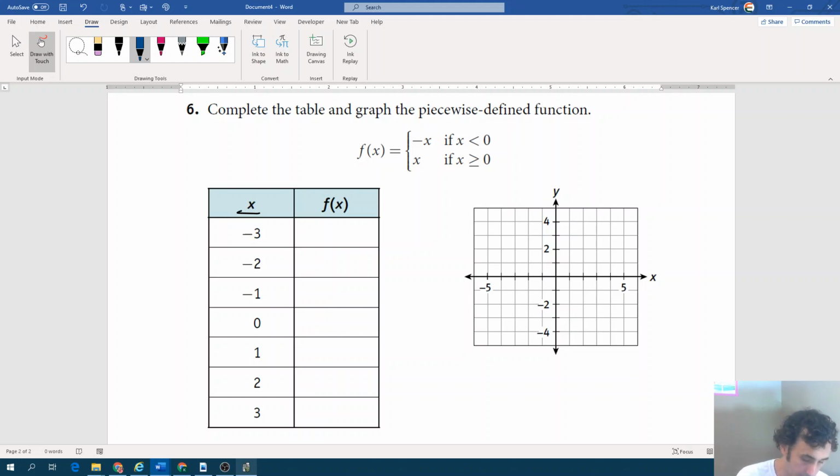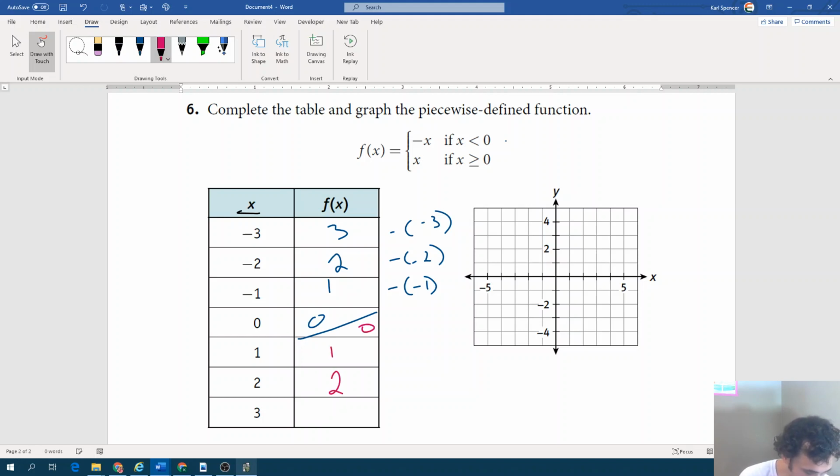So negative 3 goes into the first equation, negative 3 is a 3, negative of negative 2 is a 2, negative 1 is a 1. This, depending on which equation we plug it into, is a 0 or a 0. Awesome, so I'm going to plug in my points. Negative 3, 3, negative 2, 2, negative 1, 1. Open circle there. Next equation.